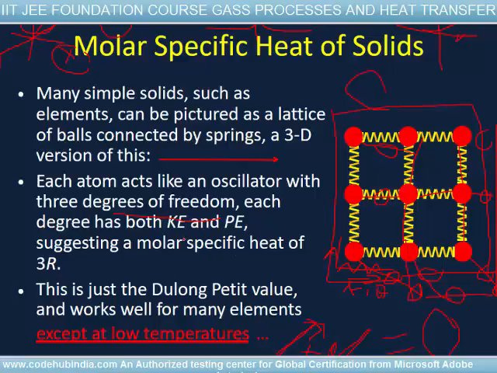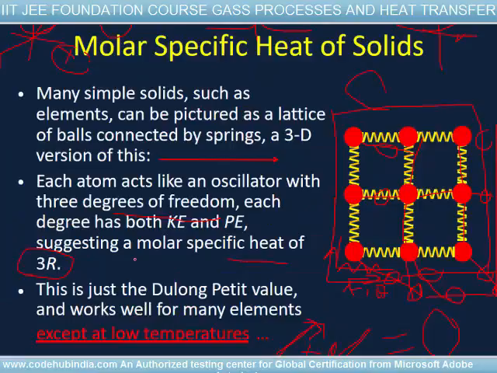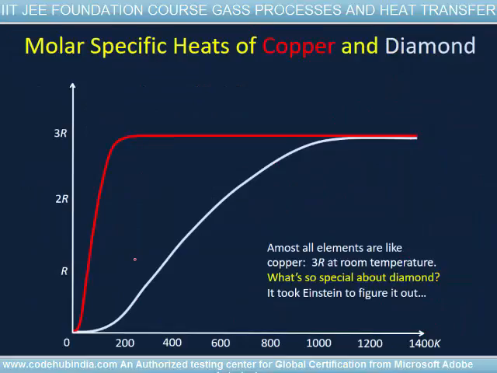So the degree of freedom, both kinetic energy, suggests the molar specific heat. That's 3R. With degree of freedom 3, what was told earlier? 3.5R? No, that's 3R. This is just the long static value, and it works with many elements. So that curve arrives. Molar specific heat of copper and diamond. Almost all the elements are like copper. They follow this specific heat formula like this for metal.